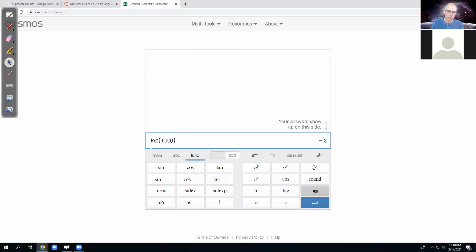So this says 10 to what power is 1000? And the calculator says, hey, the third power of 10. Right?